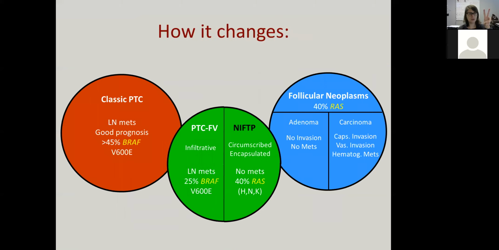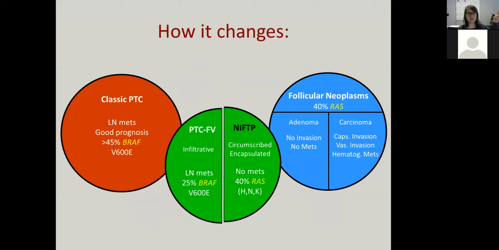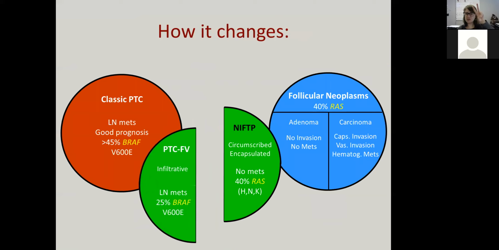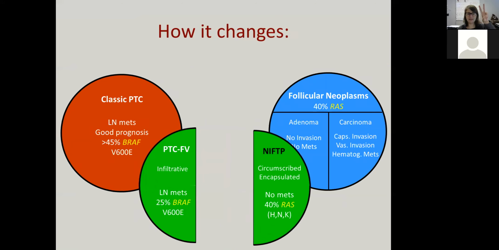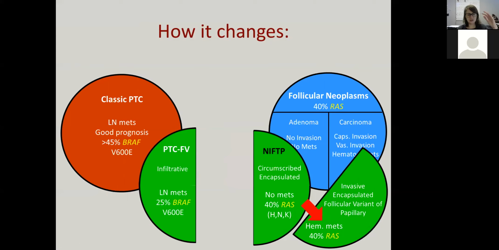So the follicular variant of PTC was separated into two groups, the infiltrative and the encapsulated. We have true follicular variant of papillary that resembles classic papillary. And we have this new NIFT-P neoplasm that very much resembles, I think, a follicular adenoma that's circumscribed and has a RAS mutation. The only difference is in the nuclei. There's also the invasive counterpart of NIFT-P, which some people are starting to call follicular carcinoma with nuclear atypia. Many people still refer to it as the invasive encapsulated follicular variant of papillary.